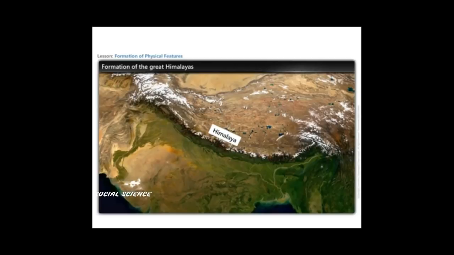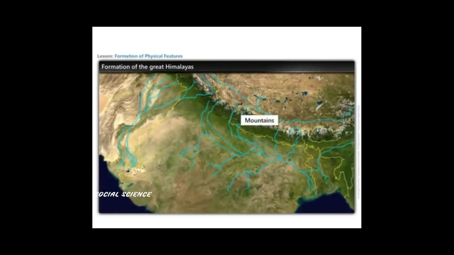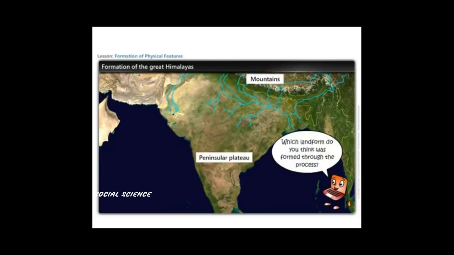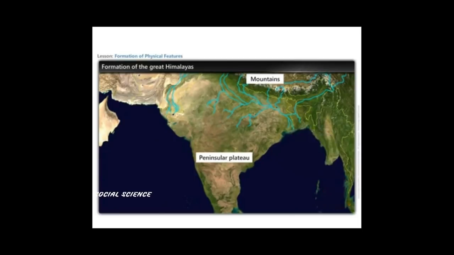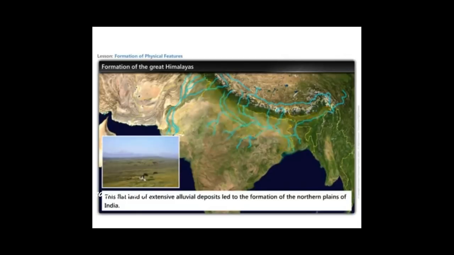In course of time, this depression gradually got filled with deposition of sediments carried by the rivers flowing from the mountains in the north and the Peninsular Plateau in the south. Which landform do you think was formed through the process? This flat land of extensive alluvial deposits led to the formation of the northern plains of India.